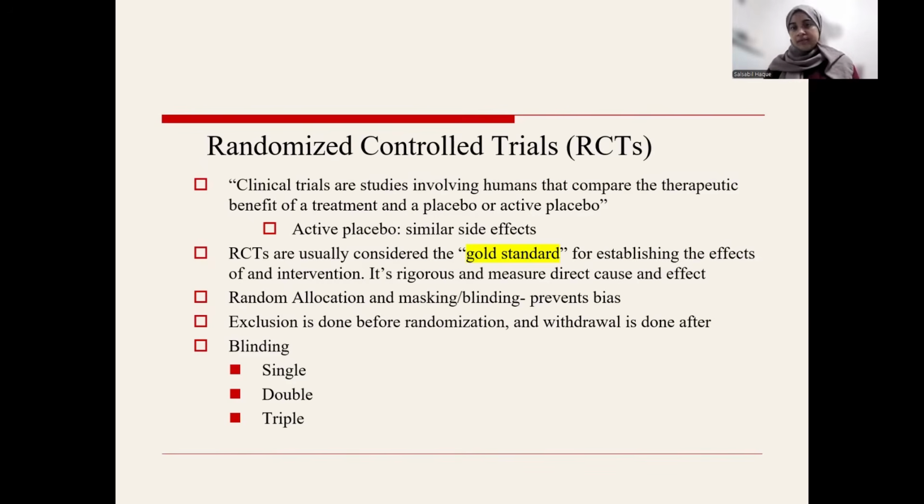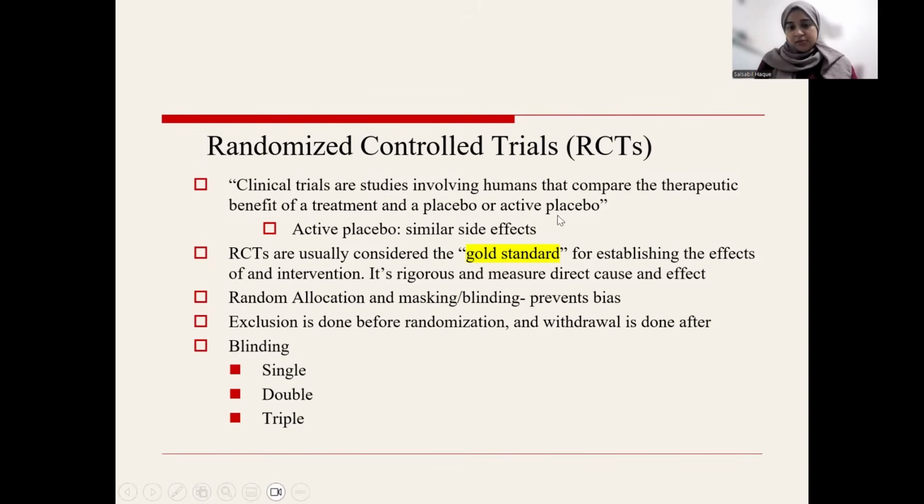And another thing is blinding. So blinding can be of different types. So it can be single-blinded, double-blinded, and triple-blinded. Single-blinded is where the patient doesn't know if they're receiving the treatment or the control. Double-blinded is if both the patient and the doctor don't know whether they're receiving the treatment or the control. And triple is the doctor and the patient and the statistician who is doing the statistical analysis for the research don't know whether they're receiving the treatment or the control. Okay? So that is single, double, and triple-blinded.